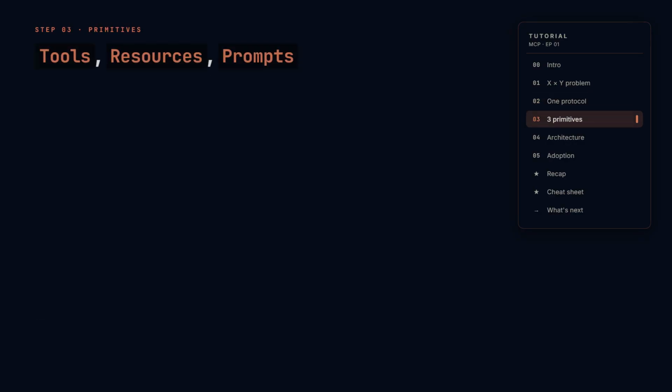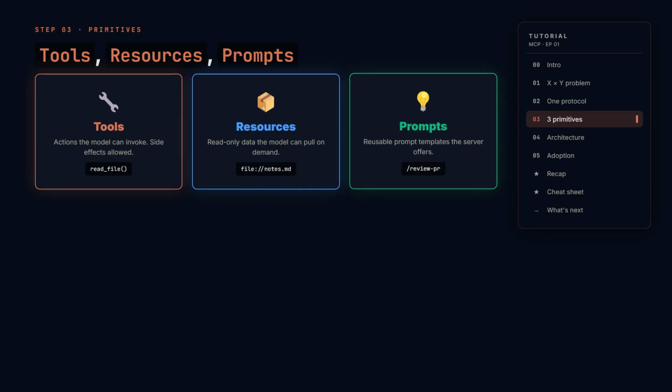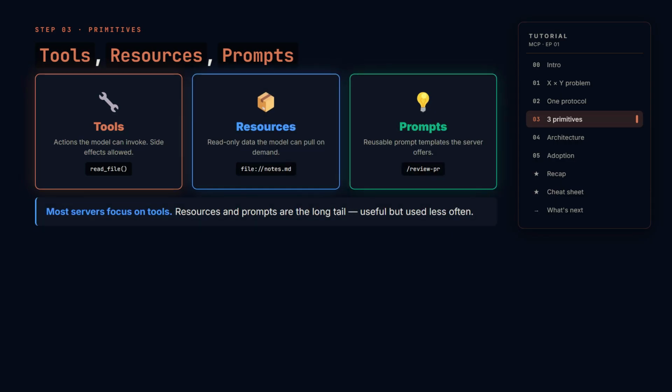An MCP server exposes 3 things. Tools, actions Claude can run, like read a file or send an email. Resources, data Claude can read, like file contents or database rows. Prompts, pre-written prompt templates the server offers. Most servers focus on tools. Resources and prompts are nice-to-haves.